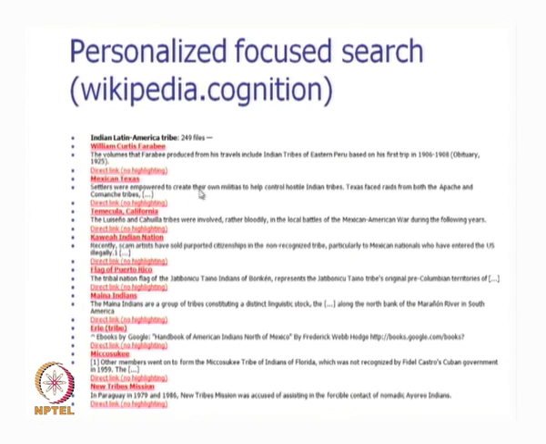Mexican Texas settlers were empowered to create their own militias to help control hostile Indian tribes. Texas faced raids from both the Apache and Comanche tribes. So, this is about Texas facing problem from certain tribes like Apache and Comanche. This particular URL, Temecula, California, the Luiseno and Cahuilla tribes were believed rather bloodily in the local battles of the Mexican-American War during the following years. So, this also really is not presenting information on tribes in Latin America, and so on.